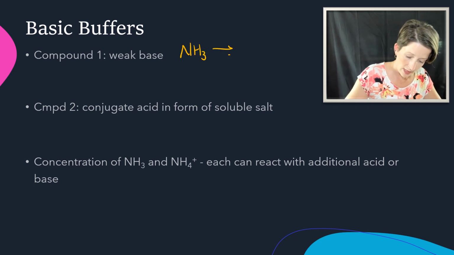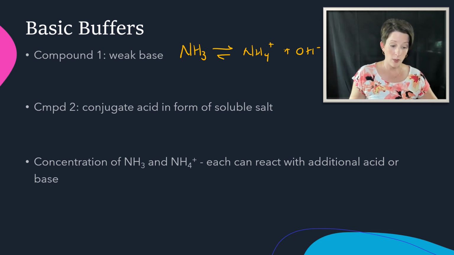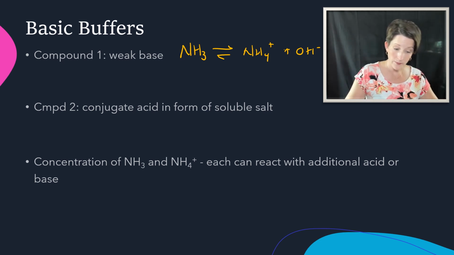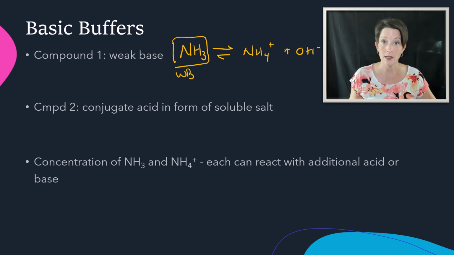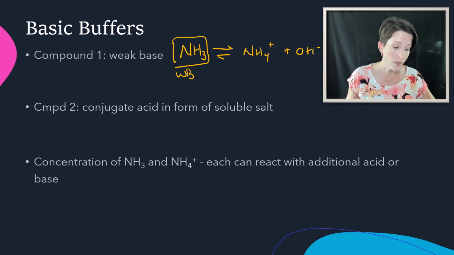And when that dissociates into water, we can get NH4+ and hydroxide ions. However, we are going to favor the weaker of the two, so our weak base is going to be present in higher concentrations than that of the conjugate acid. We need the salt of that conjugate acid.